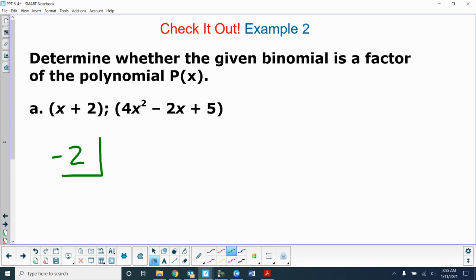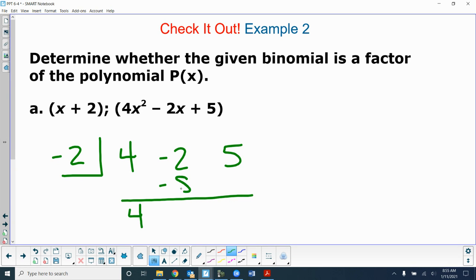Everyone understand why? What do I put down? 4. Negative 2. 5. What's negative 2 times 4? Negative 8. What's negative 2 times negative 10? 20. Yes or no? No.